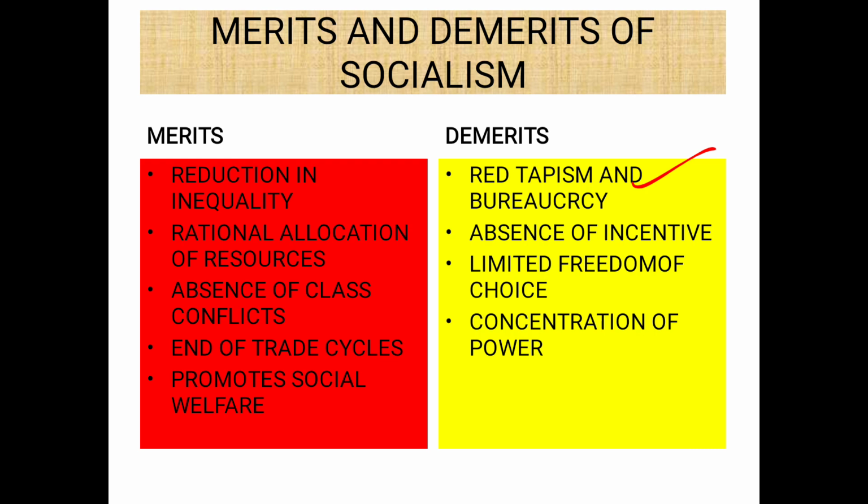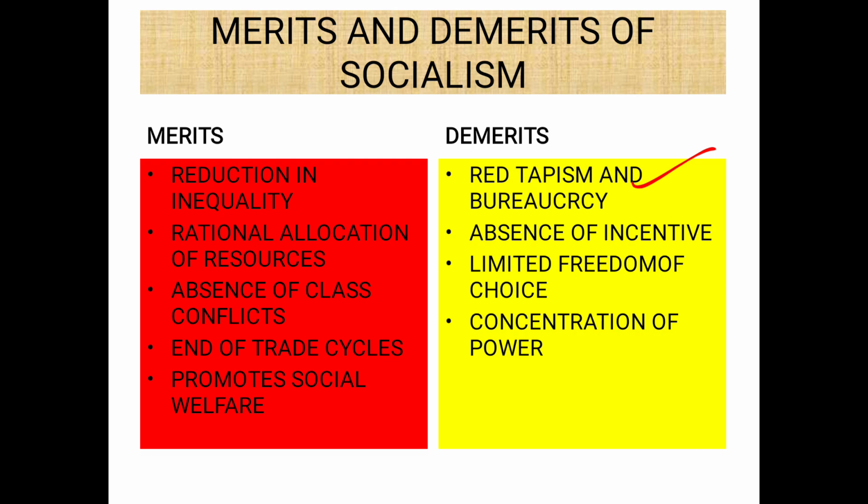Second one is absence of incentives. The major limitation of socialism is that the system does not provide incentives for efficiency. People who are efficient are not rewarded, so productivity suffers a lot. Next one is limited freedom of choice. Since customers have only a few choices in consumption goods, they are not satisfied with that.